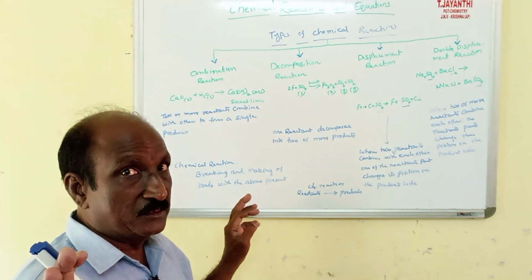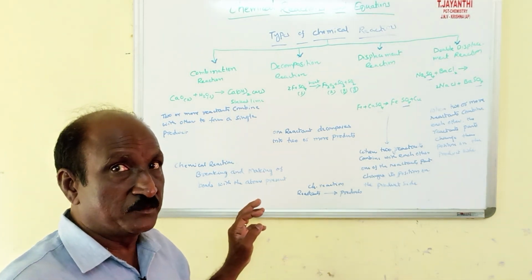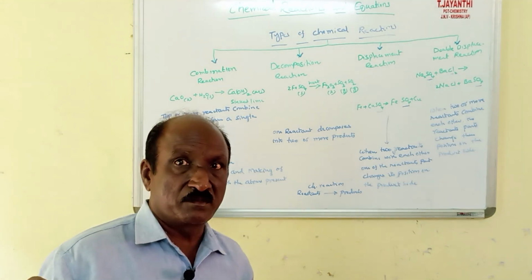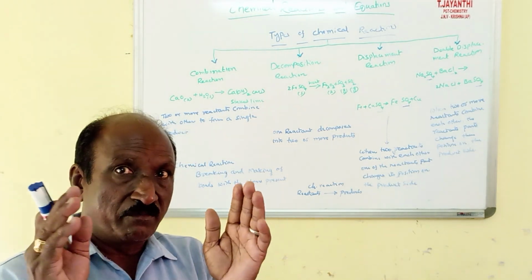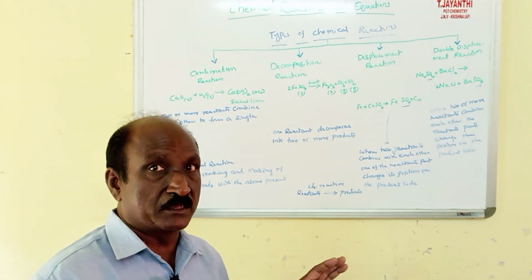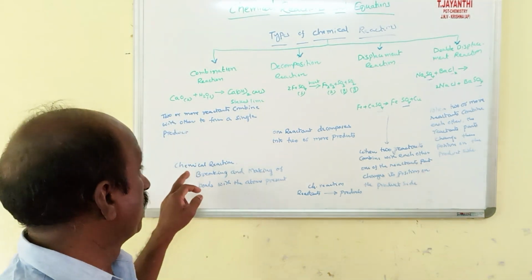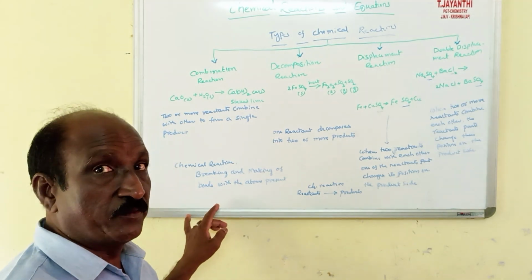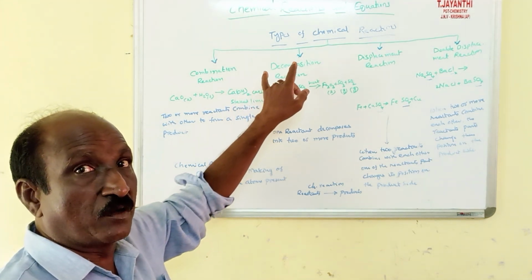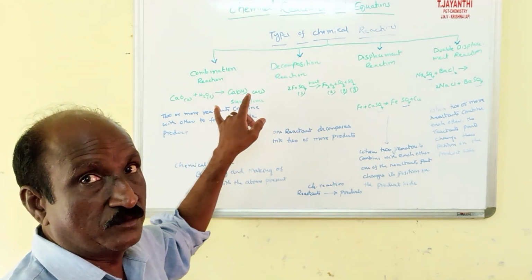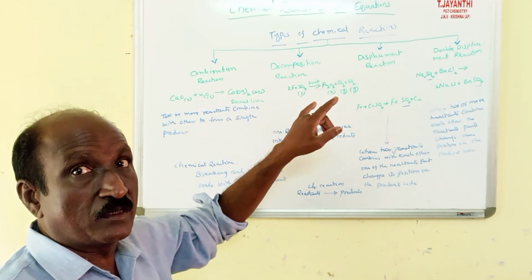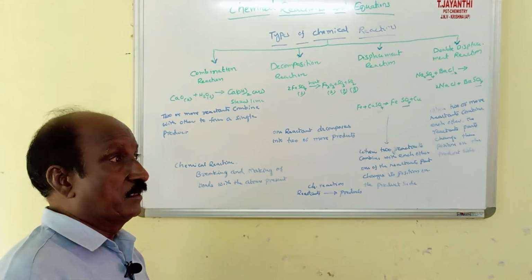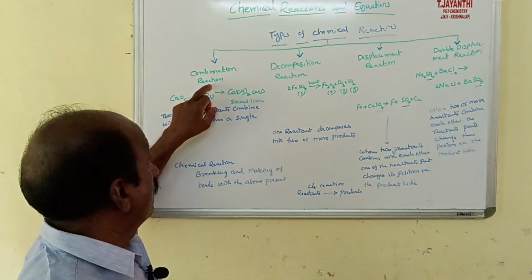A chemical reaction means the breaking and making of bonds with the atoms present. That is the definition of chemical reaction. So after knowing the definition of chemical reaction, we are considering the total number of chemical reactions. There are four.